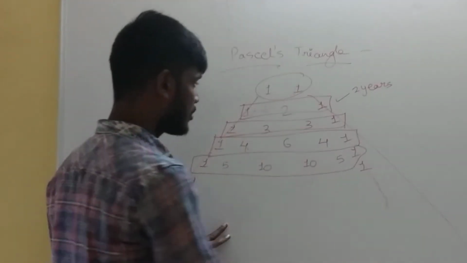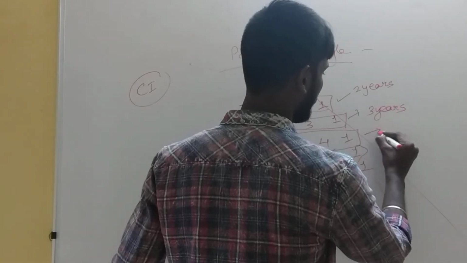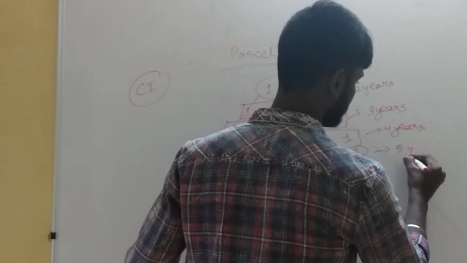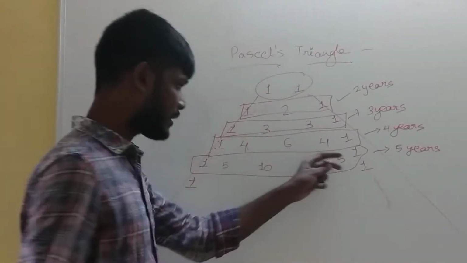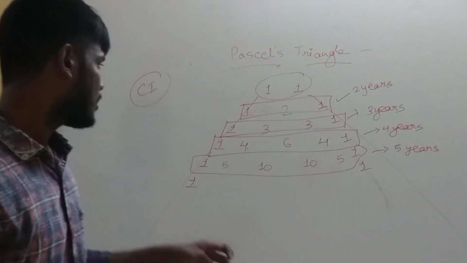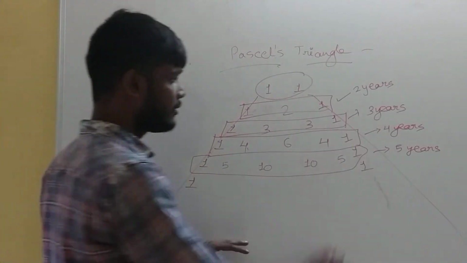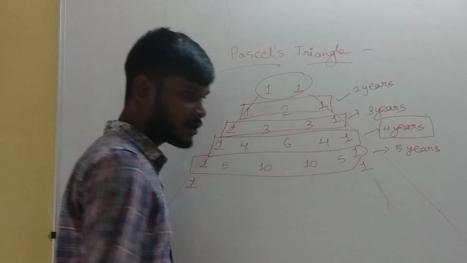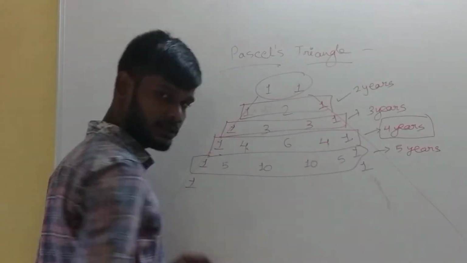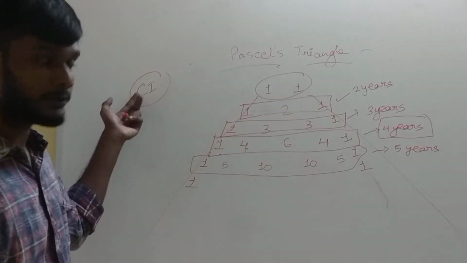Okay, I am going to use this for 3 years, this for 4 years, and so on. I can extend it to whatever limit I want. As the question stated, it is asking for the compound interest of 4 years.